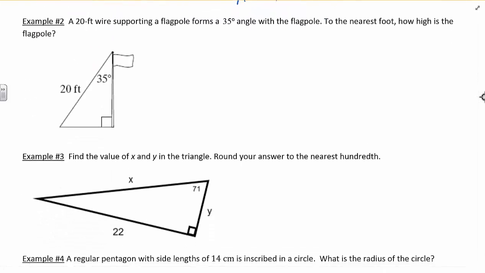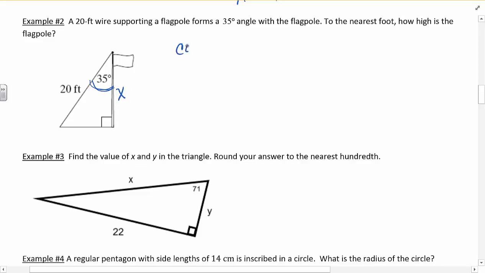All right, we're just going to keep going here. A 20-foot wire supports a flagpole, makes a 35-degree angle. To the nearest foot, how high is the flagpole? So I'm looking for this. I have that, and I have this angle. So with respect to this angle, that's the hypotenuse. That's the adjacent side.